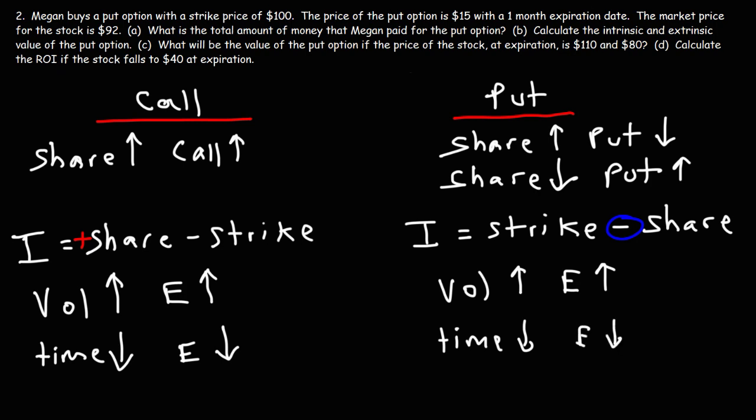So the only thing that's different between call and put options is the direction of the stock price. If the stock goes up, the value of the call option goes up. If the stock goes down, the value of the put option goes down. But volatility and time decay have the same effect on call options and put options. So I want to give you a brief comparison between these two option contracts. It's important to understand these concepts if you're going to buy and sell options.